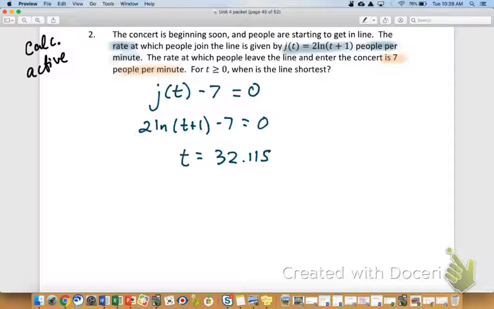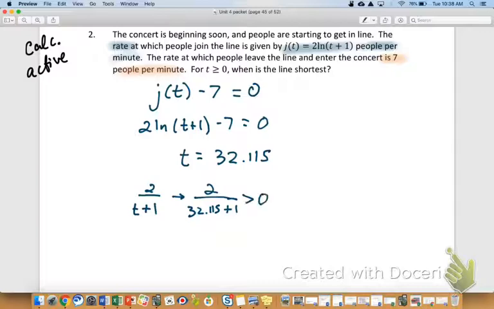What did you all think about a first derivative test or a second derivative test? Which did you think was easier? Second was easier? Yeah. Okay. So let's see here. If I did my second derivative, that would be 2 over t plus 1 minus 0. So then I would say 2 over 32.115 plus 1. I have no idea exactly what that approximately is, but I do know that that number is greater than 0. Yes, it's definitely positive.